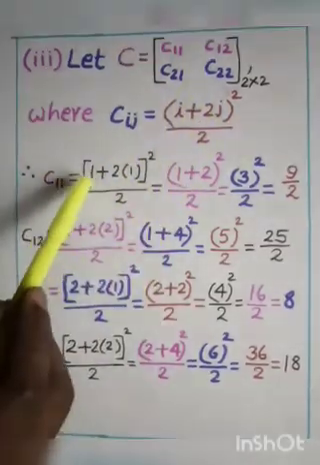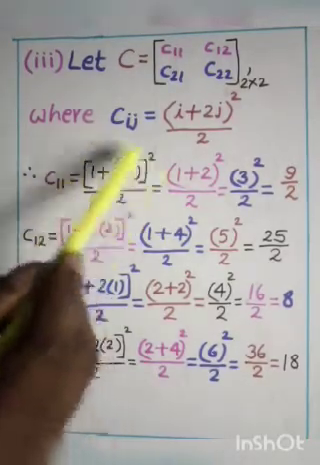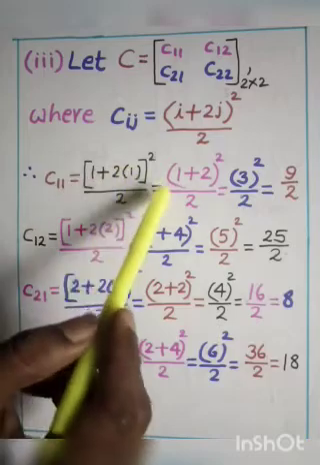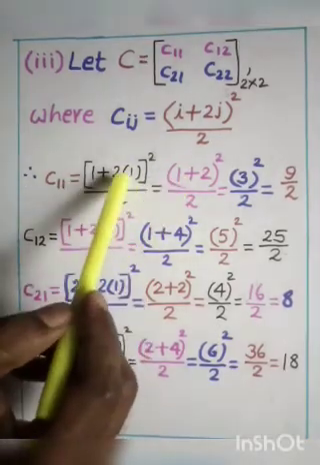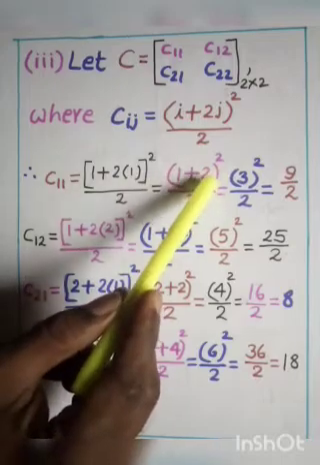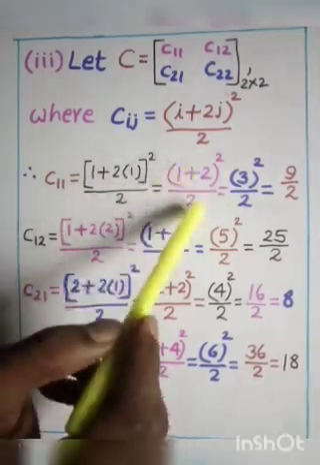Then you get (1 + 2 × 1)² / 2. Understood this step, my dear children? Right. That is equal to, I am writing this 1 as it is, plus 2 into 1. What do you get here? 2 only. Whole square by 2. Understood this step, my dear children?